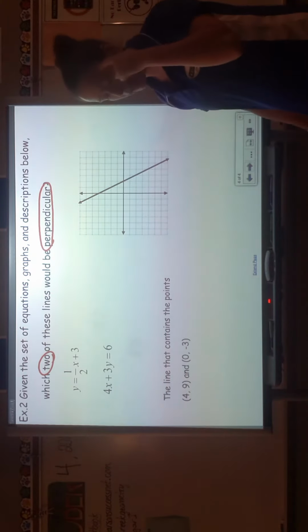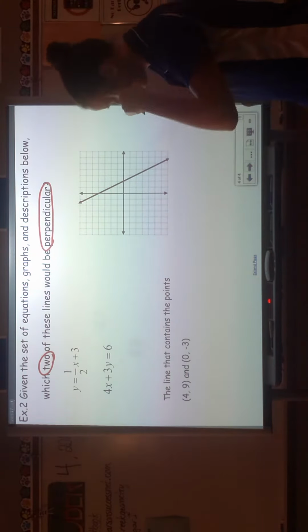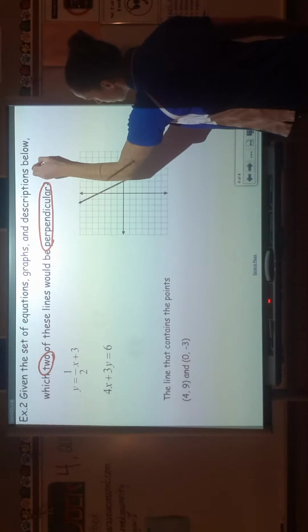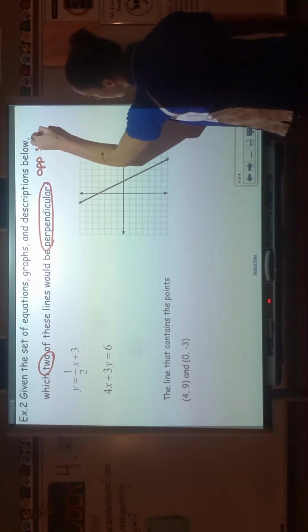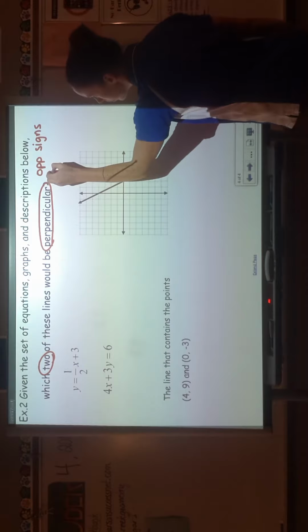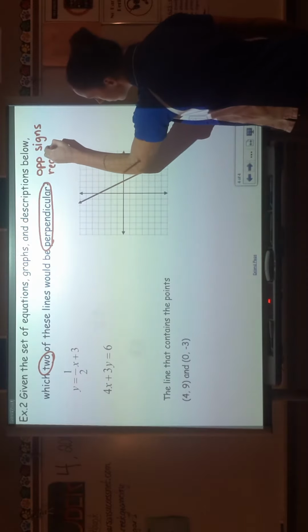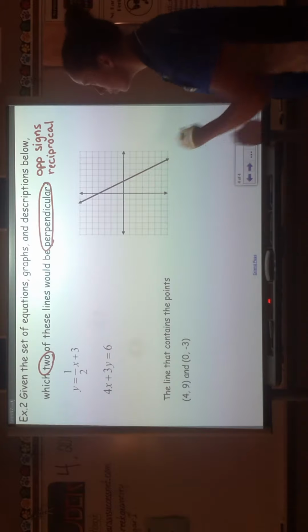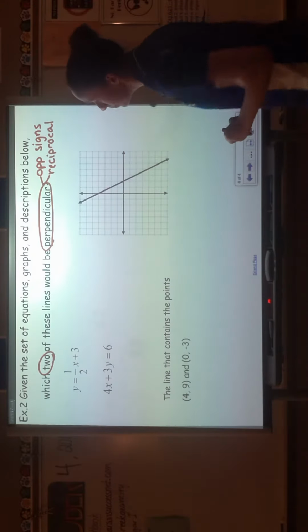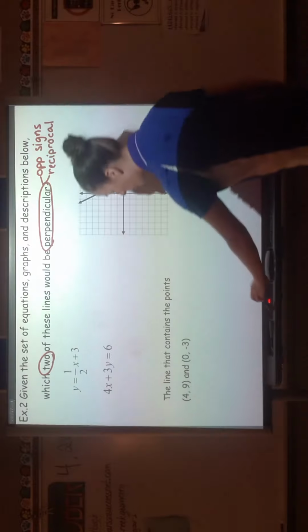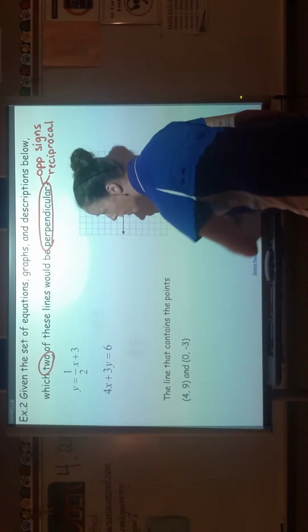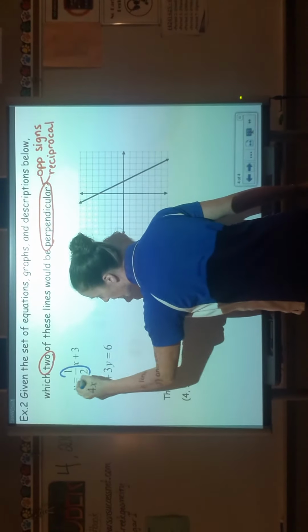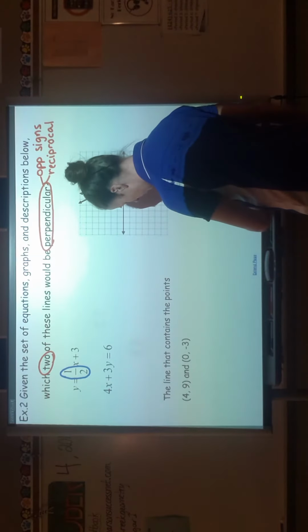So now, think back to what we said about perpendicular. We said opposite signs, and we said reciprocal. So we're looking for those 2 things to identify perpendicular. Well, here we go. First equation, slope-intercept. They give us the slope value of 1/2. Let's hold on to that.